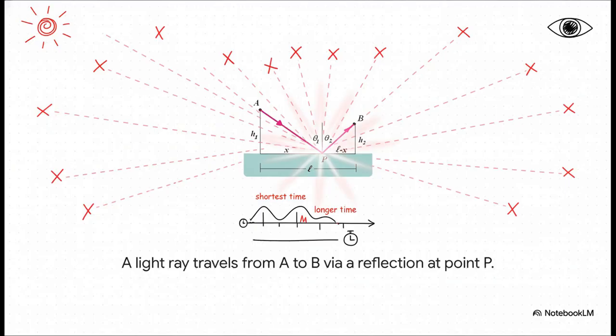This image shows the problem perfectly. Let's say light leaves point A, and it has to bounce off that mirror to get to point B. I mean, it could hit the mirror anywhere along its surface, right? But it doesn't. It hits one and only one specific spot, point P, because that is the single point that makes the total travel time as short as it can possibly be.